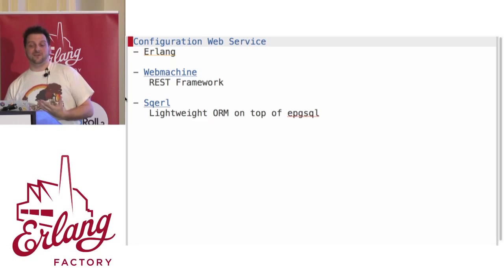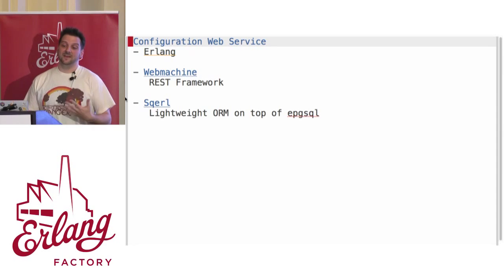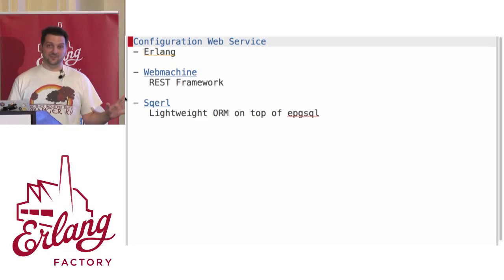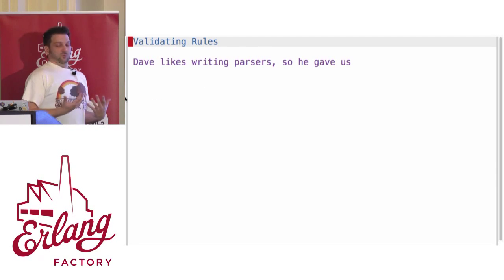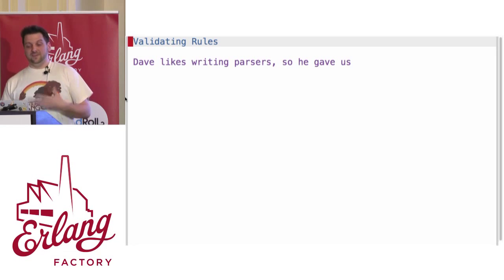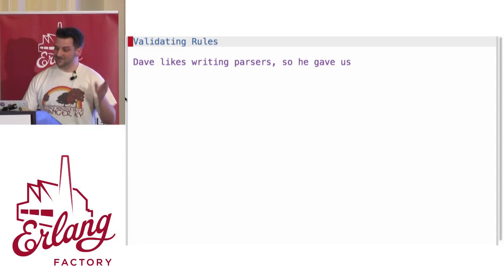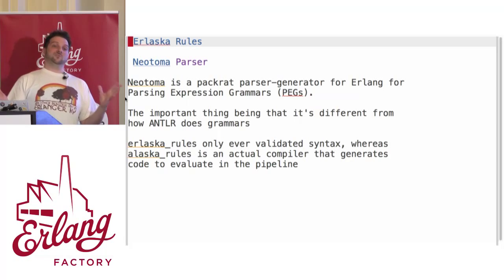And we have this Erlang stack for that. We use Erlang, Web Machine, and Squirrel to manage the configuration of the pipeline. And we want to validate these rules. And we had this ANTLR parser, but Dave loves writing parsers, and Dave's in charge of the project, so he gave us the Erlaska rules project.